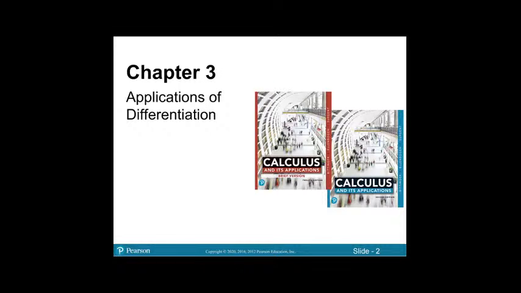We're moving into chapter 3 for our calculus course. So let's take a look at it. Chapter 3 is going to be around applications of differentiation. We're going to take those concepts that we had before where we were finding the derivative. Keep in mind that the derivative is going to be the slope of the tangent line at a point, right? And so we're going to be looking at some of the applications of differentiation.